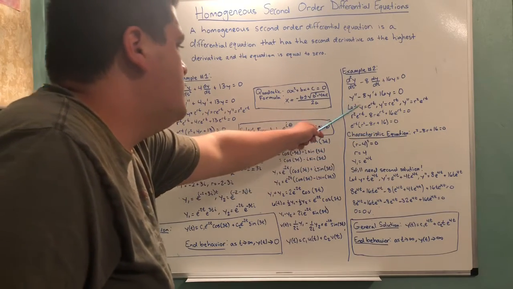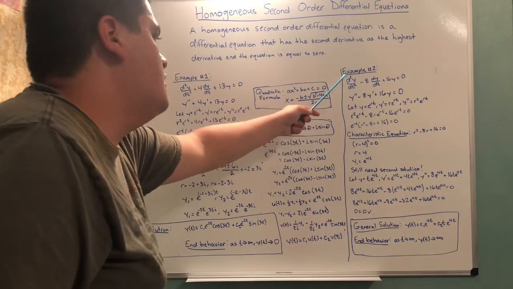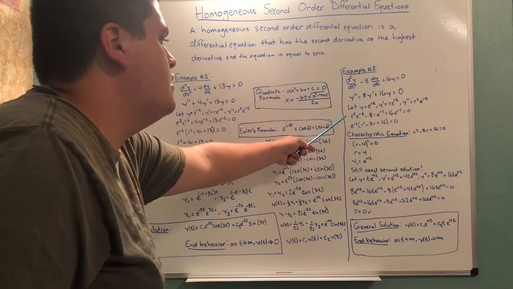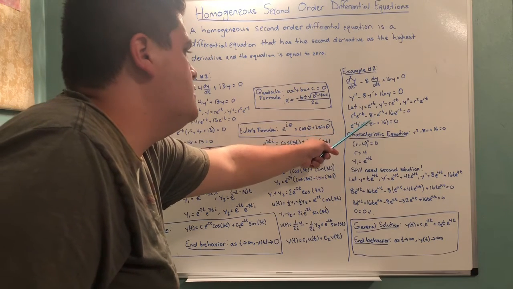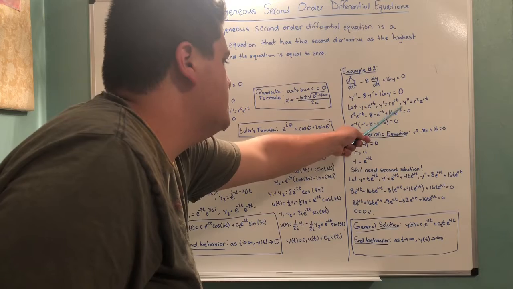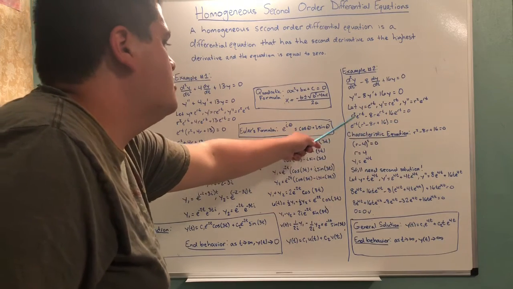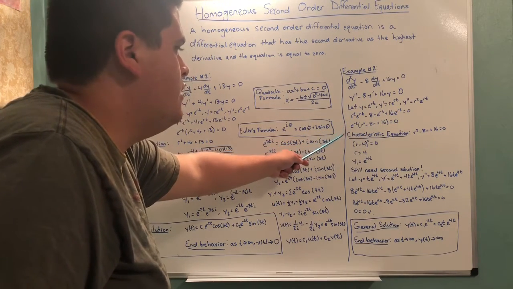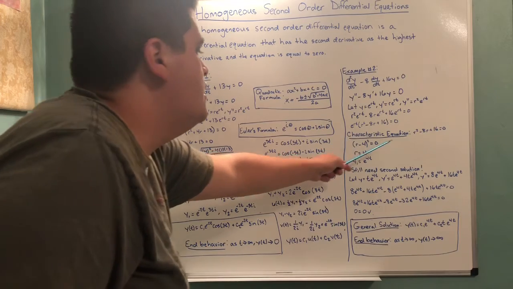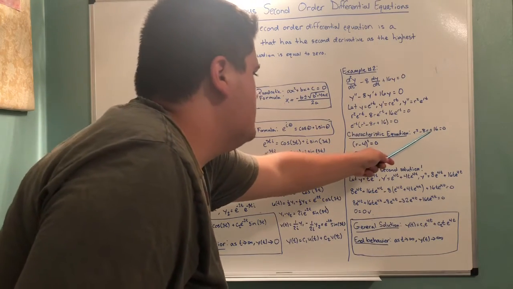So now we can plug these values back into our differential equation. Now we get r squared e to the rt minus 8r e to the rt plus 16 e to the rt equals 0. They all share an e to the rt, so this can be pulled out, and we get our characteristic equation: r squared minus 8r plus 16 equals 0.